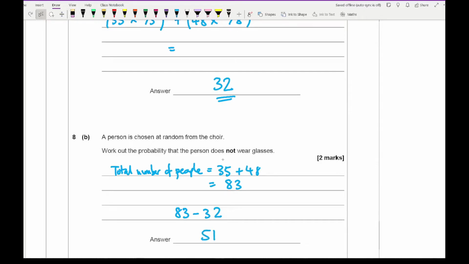Now in terms of the question, it says work out the probability, so I then need to have that over 83, and there is my final answer. Now if I was to give it as a decimal, so 0.61, or as a percentage, then that would be fine. But personally speaking, I would write it as a fraction, or I would write it as a decimal.